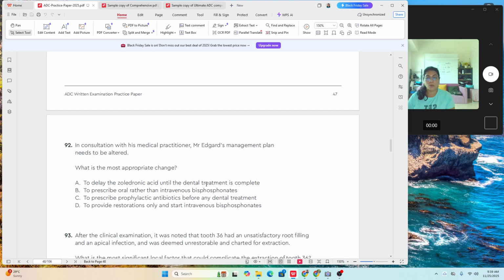To prescribe oral rather than IV is not your call. Let the general practitioner decide. To prescribe prophylactic antibiotics before any dental treatment, not needed. To provide restorations only and start IV bisphosphonates, not correct.